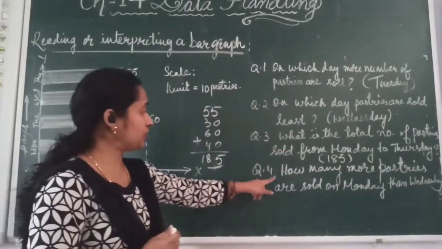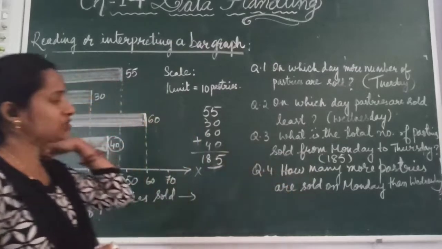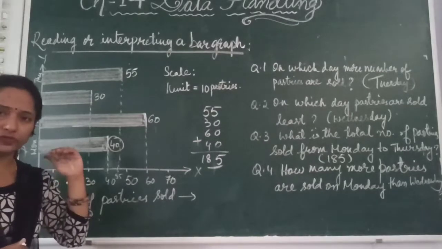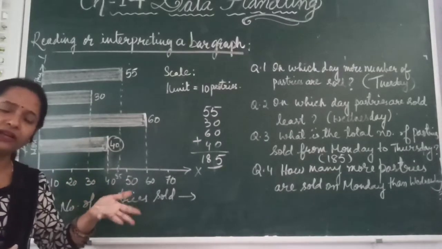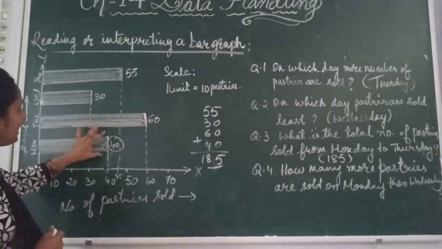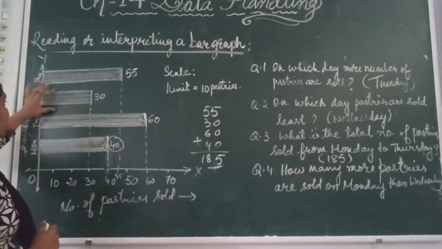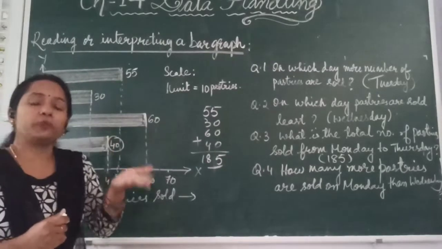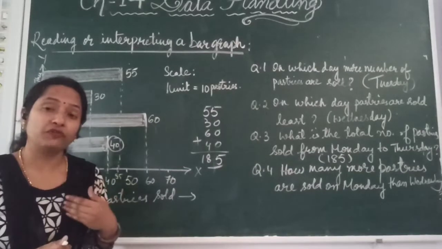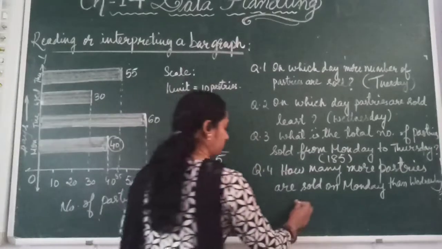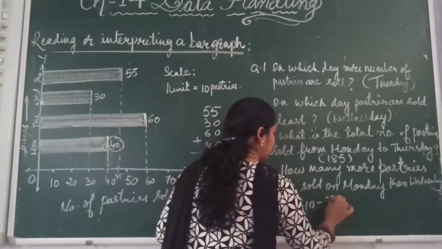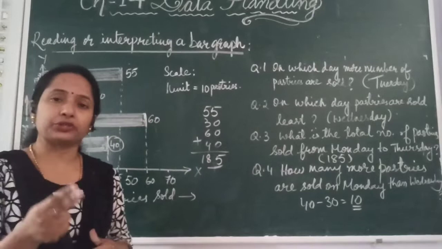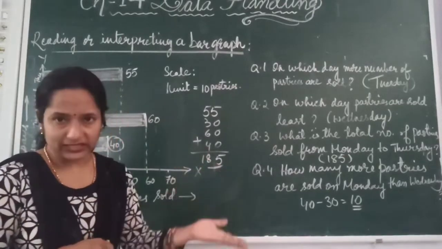Right. Next question is, how many more pastries are sold on Monday than Wednesday? First of all, you find out how many pastries are sold on Monday and Wednesday. Monday 40 pastries are sold, whereas Wednesday how many? 30 pastries are sold. So how will you find how many more pastries are sold on Monday? Simply by finding the difference of these two. This means 40 minus 30 will give you 10. So on Monday, 10 more pastries were sold than Wednesday.